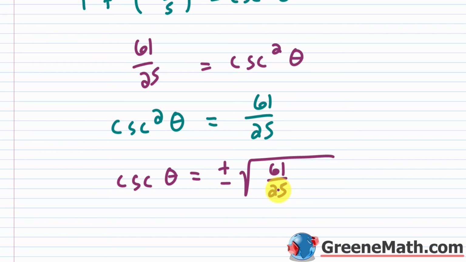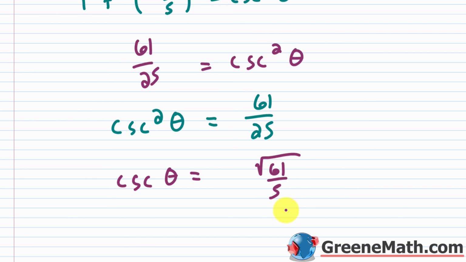Now, first off, we said that we are in quadrant 2. So we know that the cosecant is going to be positive in quadrant 2. So we're going to use the principal square root here. And then if I break this up, the square root of 25 is going to be 5. So this is going to be the square root of 61 over 5.